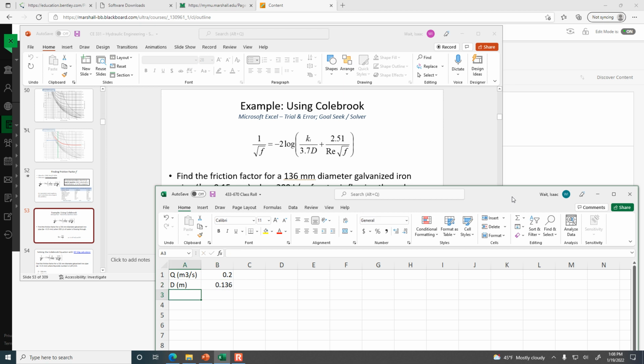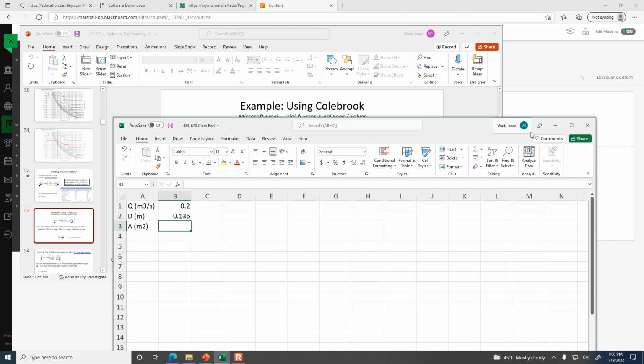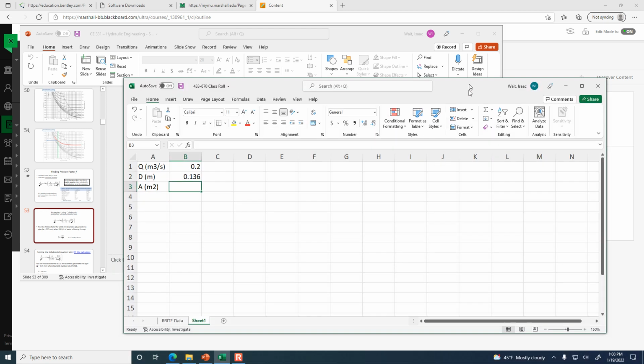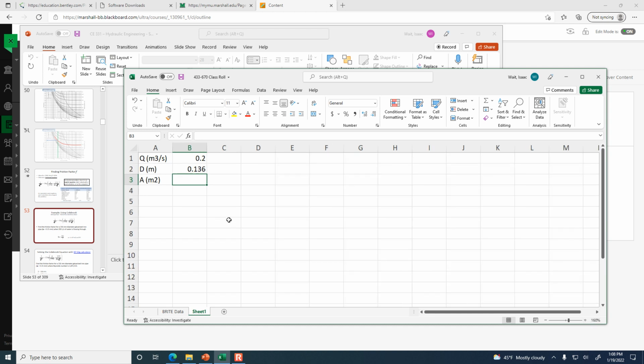0.136. And the reason why I need to know the diameter is to get the area of the pipe in square meters. Okay, so the area of the pipe is going to be pi d squared divided by 4. So pi times d squared divided by 4.